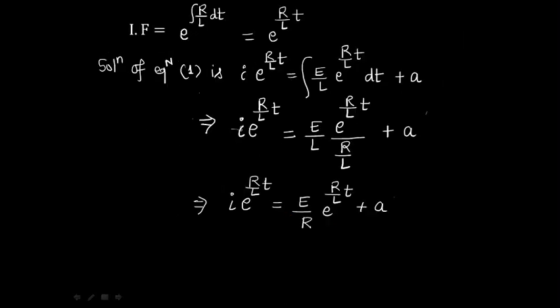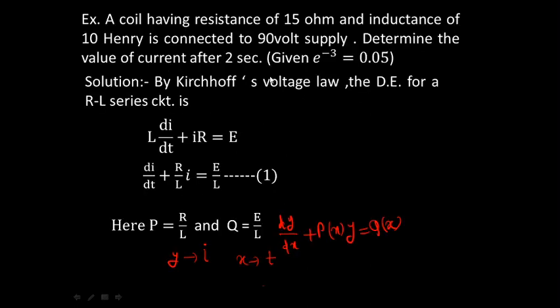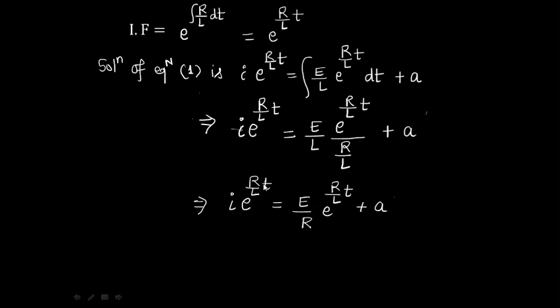Okay, so let's find the integrating factor. That is e raised to power integration of p, R by L, integration with respect to t. R by L is constant, take it outside, integration of 1 is t. So we get the integrating factor as e raised to power R by L times t. Therefore, the solution of equation 1 is given by the dependent variable I into the integrating factor equal to integration of q, which is E by L in this case, into the integrating factor, plus the constant of integration.